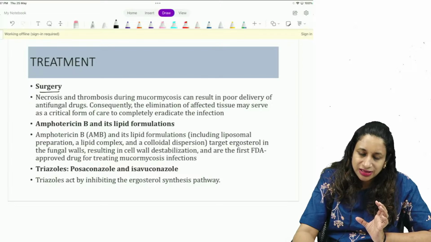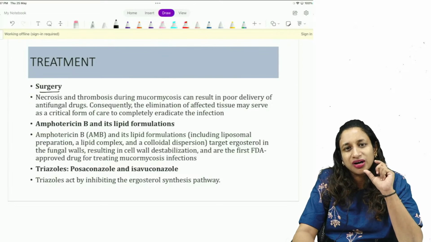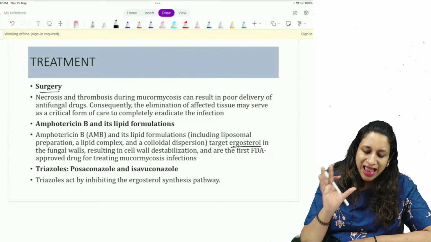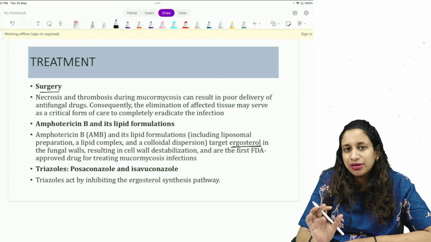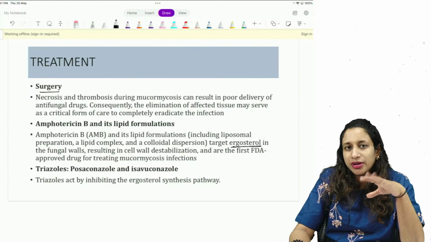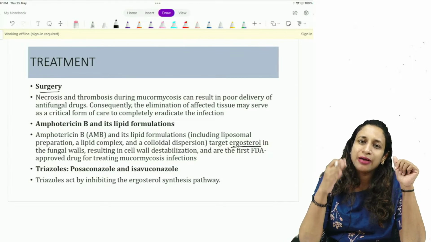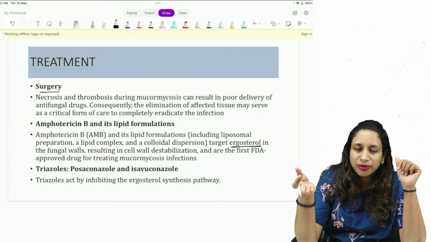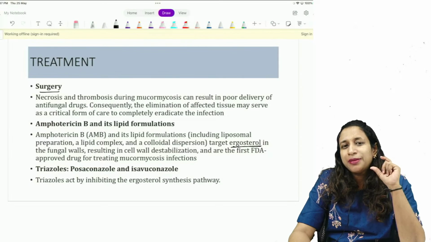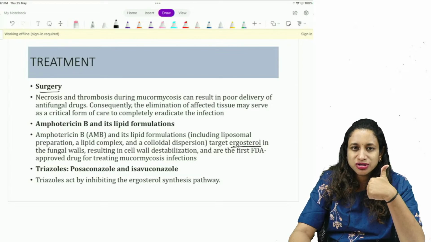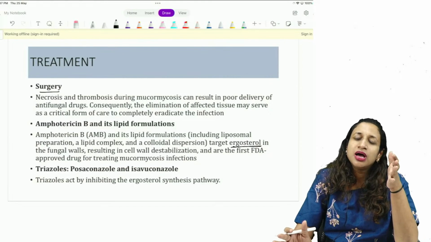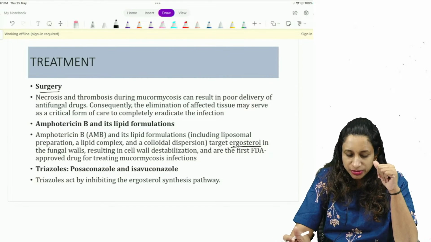This acts on what is known as the fungal cell wall. It targets the ergosterol present in the fungal cell wall, and this is responsible for destabilizing it. This is the first drug which was approved by the FDA for mucormycosis. They had come out with guidelines saying amphotericin B and the lipid formulations are what should be used for treatment. But having said that, renal parameters have to be kept in mind, especially nephrotoxicity, and the treatment becomes a little difficult when you have a patient who is already suffering from diabetic nephropathy.